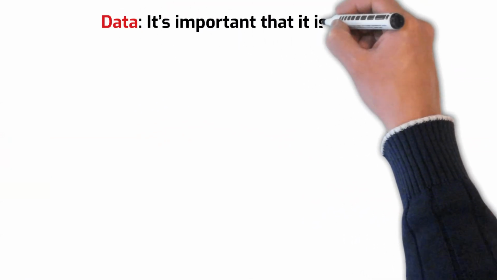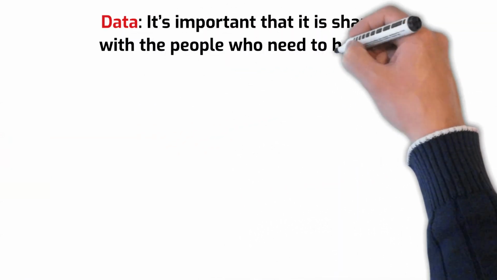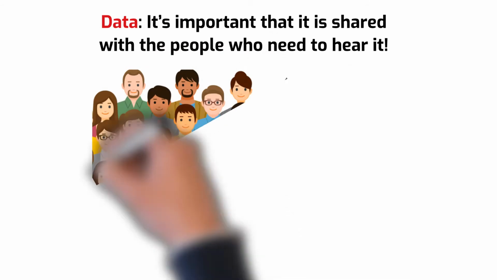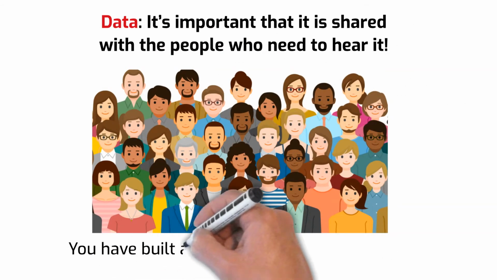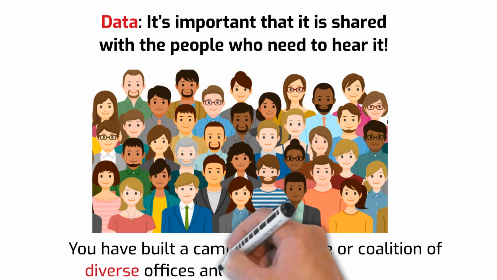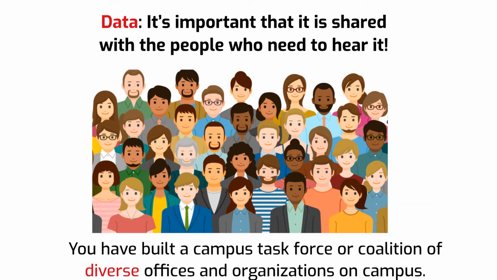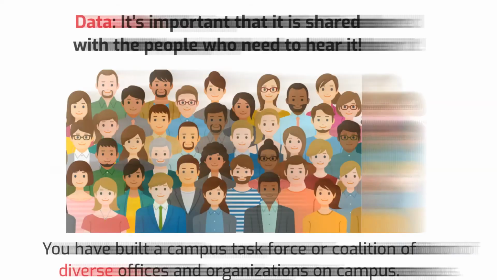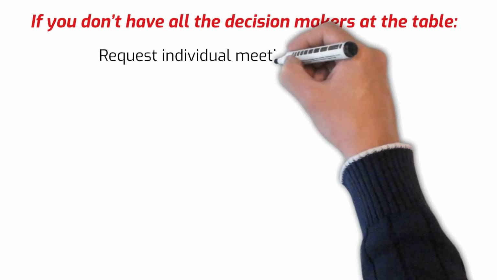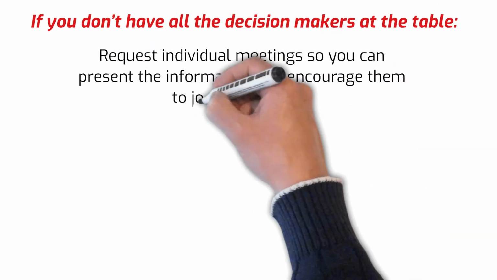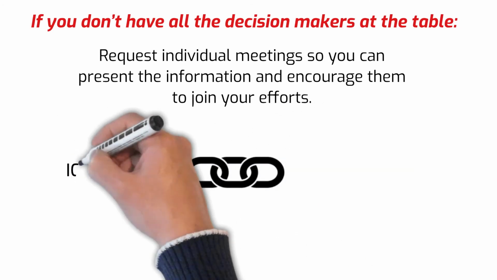Any way that you decide to talk about your data, it's important that it is shared with the people who need to hear it. Hopefully, by now, you have built a campus task force or coalition of diverse offices and organizations on campus. This is the first place to share your data because these members are likely the ones working on these issues every day. If you don't have all the decision makers at the table, request individual meetings so you can present the information and encourage them to join your efforts.